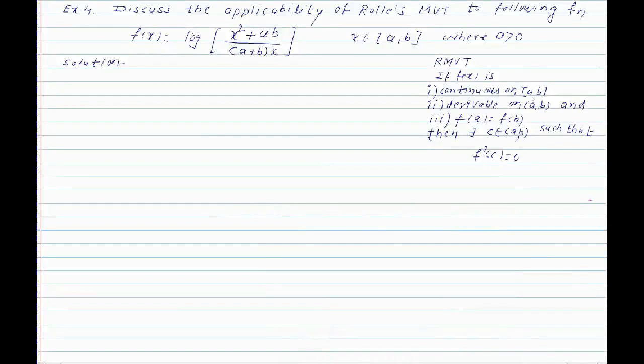Next example, discuss the applicability of Rolle's mean value theorem to the following function. F of x equal to log of x square plus a into b divided by a plus b into x on the closed interval a to b where a is positive. Now when a is positive, all values of x on this closed interval a to b are positive, and log x is defined for positive values of x.